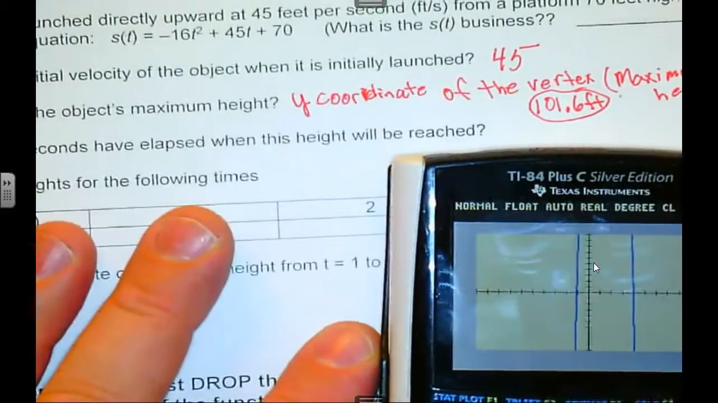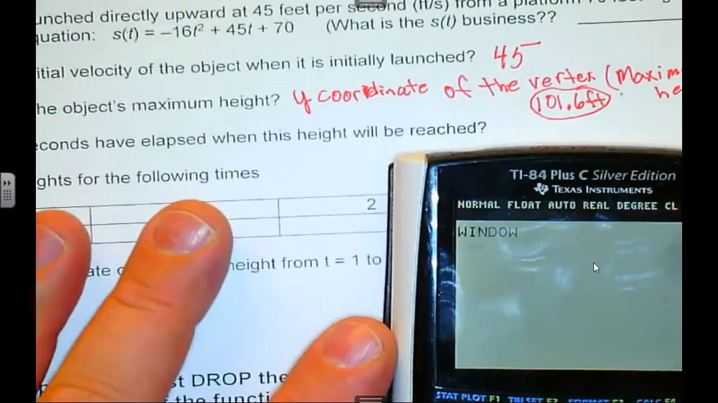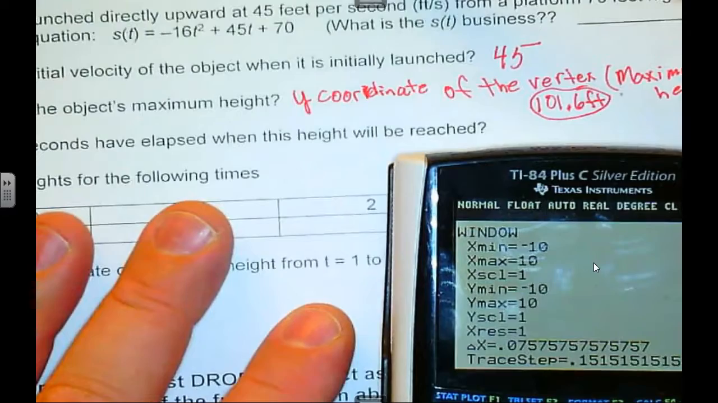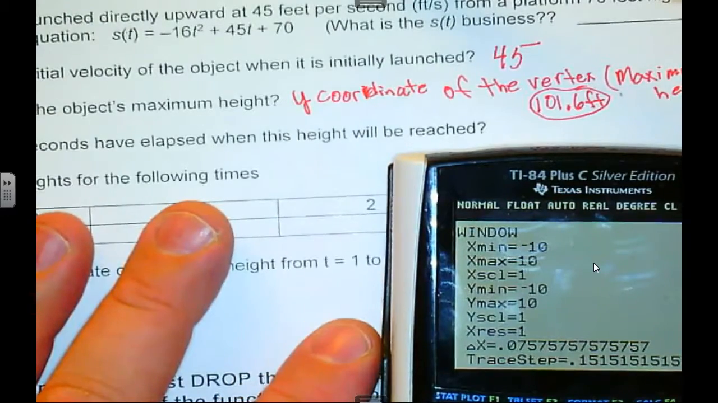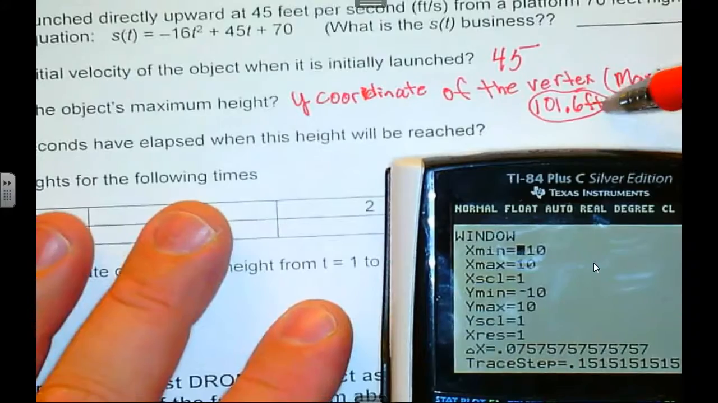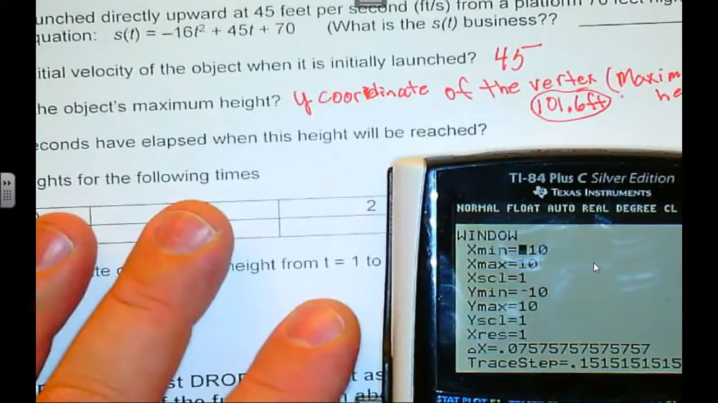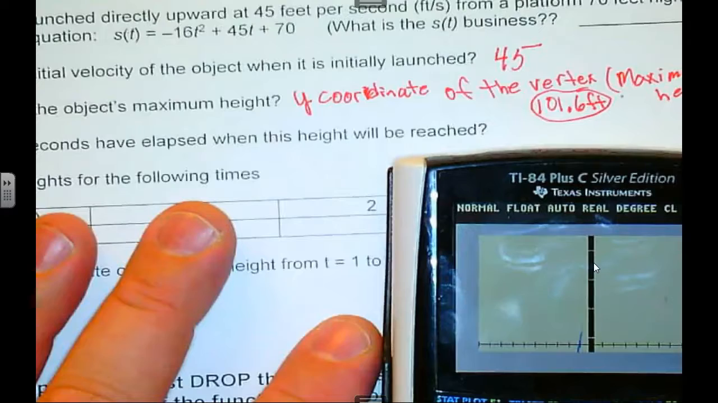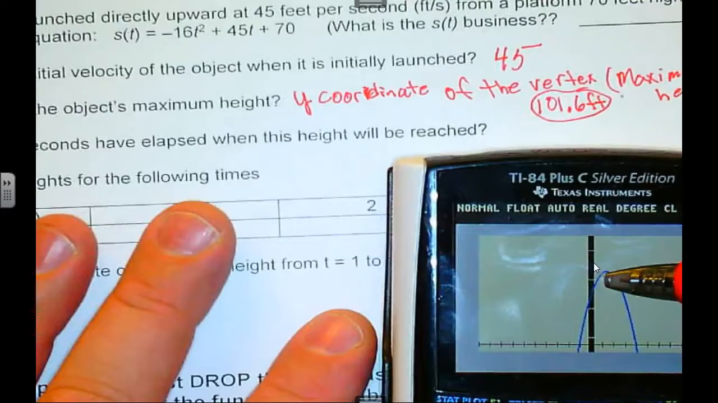Okay, so I'm going to go to my window, and I know that I'm starting at 70 feet. It's a rocket that's being launched, so it's going to go up pretty far. I already know from the first time I did this, it's at 100. So I'm going to go to 150. I want my maximum height, instead of 10, I'm going to put 150 in. Okay? Then I'm going to graph it. And I'm going to try to find that maximum point there, the vertex.